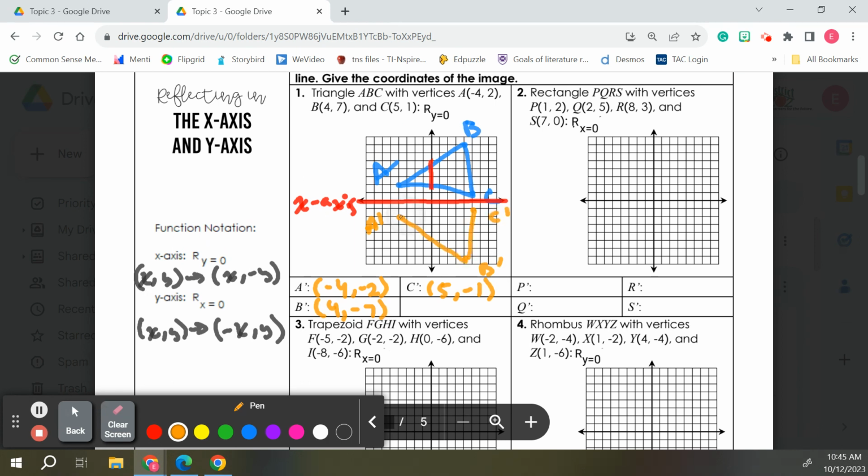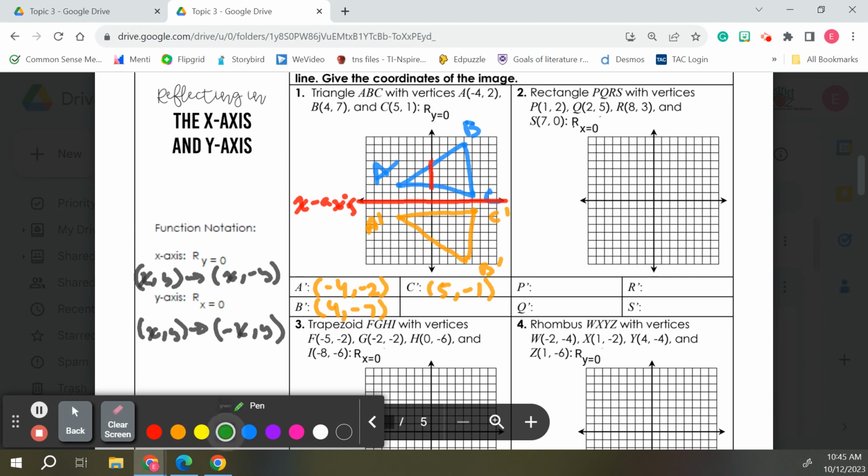Now, how can you check to make sure you did all this? It should be equidistant from the line of reflection, okay? So if you look, we have 2 spaces to the line of reflection here. We have 2 spaces here. For B, we have 7 spaces. Here we have 7 spaces. For C, we have pretty much 1 space, and we have 1 space. So that is a legitimate line of reflection, okay?